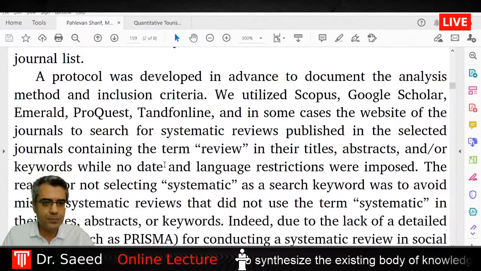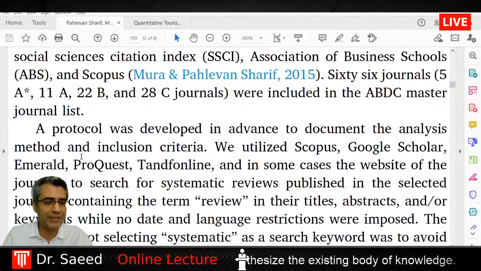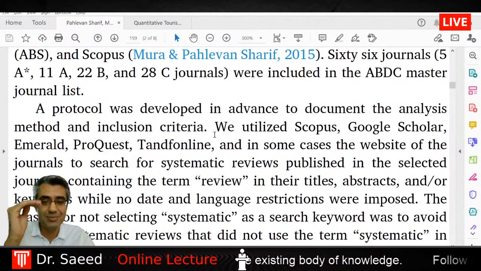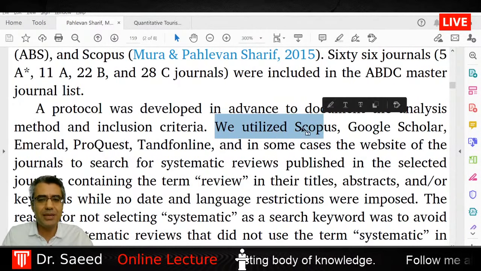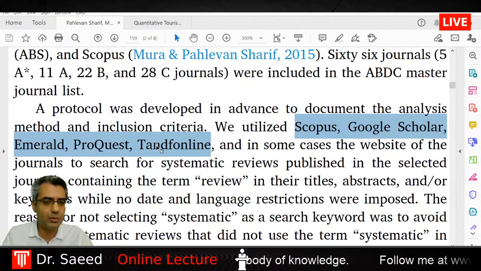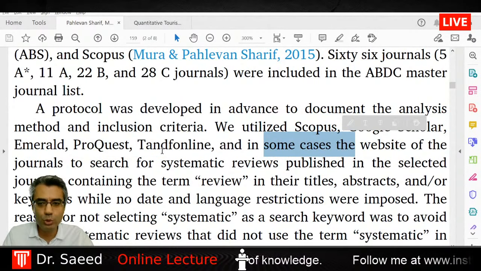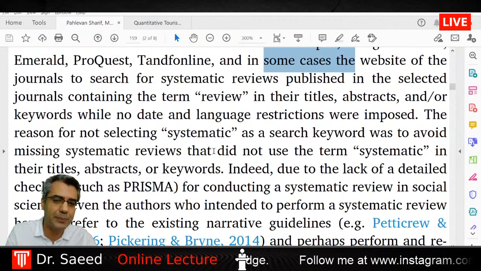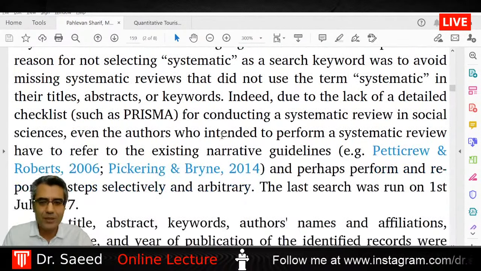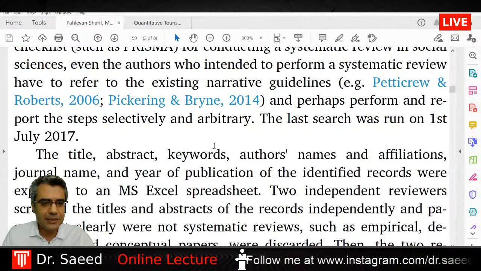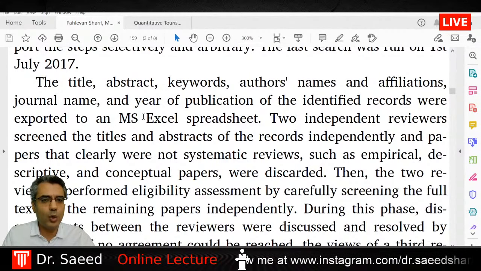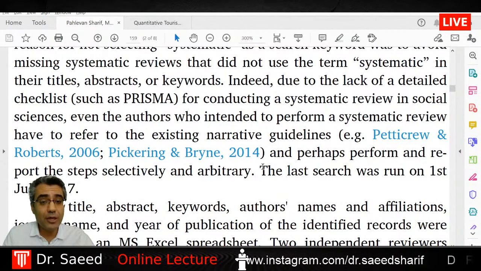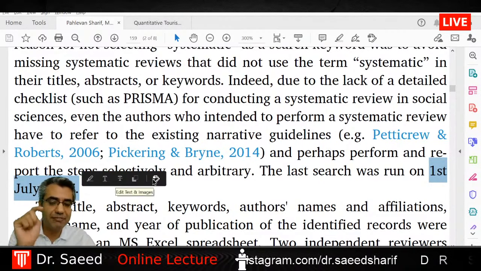And a protocol was developed in advance to document the analysis. It means we had already decided what things we wanted to include, the items of the PRISMA. We finalized it. And we explained we utilized Scopus, Google Scholar, Emerald, ProQuest, and so on. These are the databases we used for search. And what search term I used, because this paper is a systematic review of systematic review papers, so the search term we used is just review. Then we explain when we conducted it. On 1st of July 2017, we performed the search.